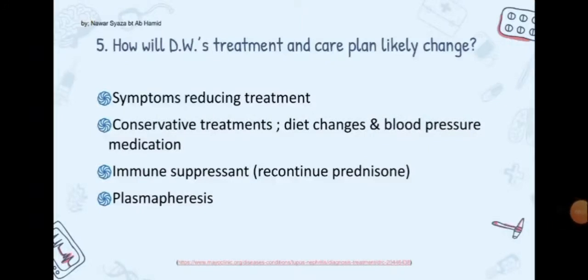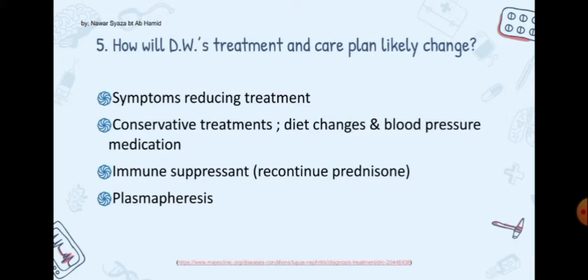Question number 5. How will DW's treatment and care plan likely change? DW shows signs and symptoms of lupus nephritis, which is also supported by the laboratory data. So the treatment also should focus on lupus nephritis. Lupus nephritis treatment usually focuses on reducing the symptoms and achieving remission. Conservative treatment like diet changes and BP medication should also be suggested or prescribed.